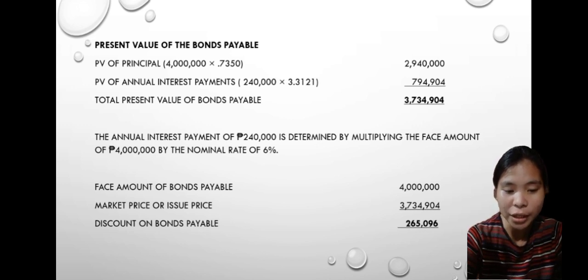To get the discount on bonds payable, we deduct the market price of 3,734,904 from the face amount of bonds payable of 4 million. The result is 265,096. And then this is the table of amortization.